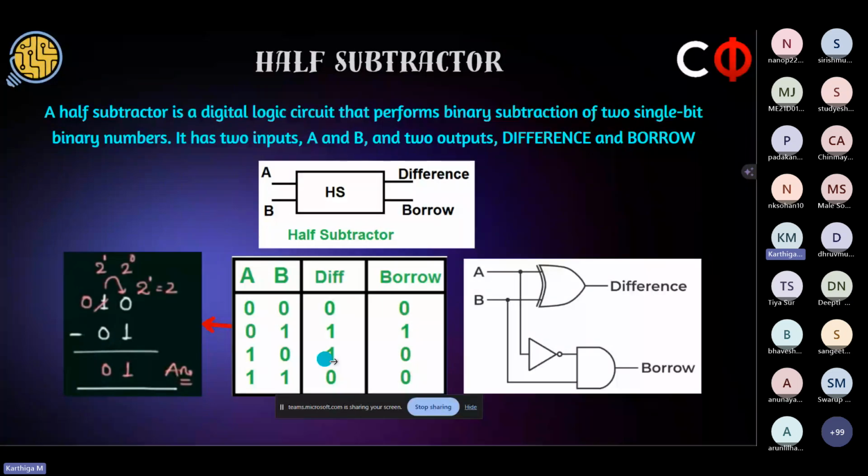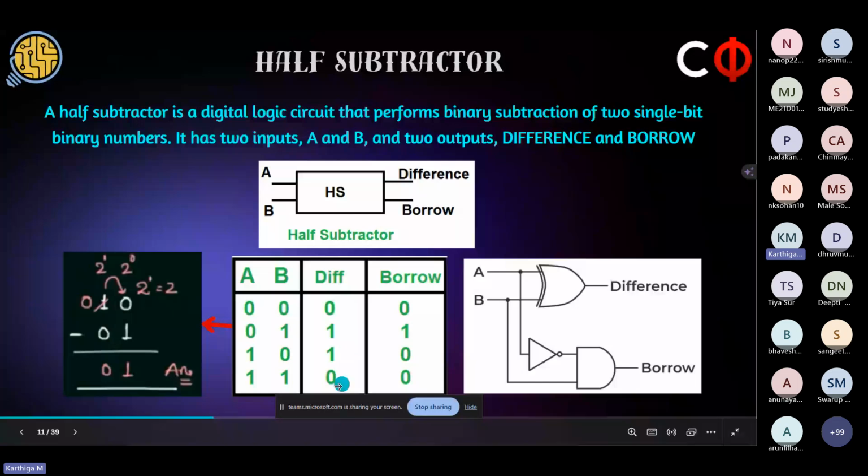Why? Because when you take a borrow of 1, this 0 becomes 2. And 2 minus 1, the difference is 1. Okay. 1 minus 0, difference is 1, borrow is 0, obvious. 1 minus 1, difference is 0, borrow is 0, is also obvious. So this is the half subtractor circuit. Very simple. I'll move on with the full subtractor.